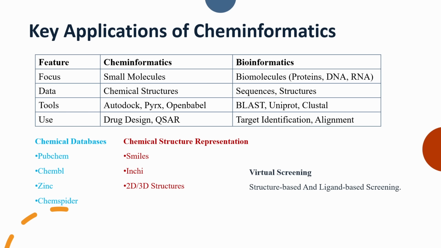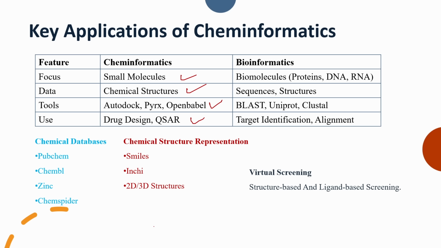Next, what are the applications of chemoinformatics? The main focus of chemoinformatics is to prepare derivatives of small molecules and store the data of chemical structures. What are the tools we use? PyRx, OpenBabel and AutoDock Tools. So the main use is drug design and QSAR.